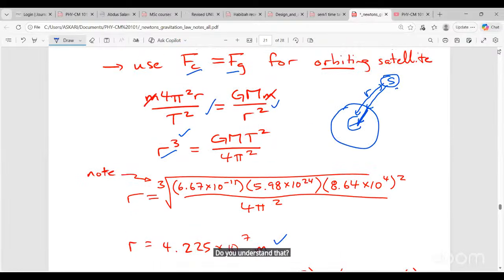Sorry, sir. Which mass do you use in the formula? That's the mass of the Earth. This is it. It's the mass of the Earth. Is that clear? That of the satellite has crossed out. Did you see it here? It has crossed out. So you are left with the mass of the Earth.